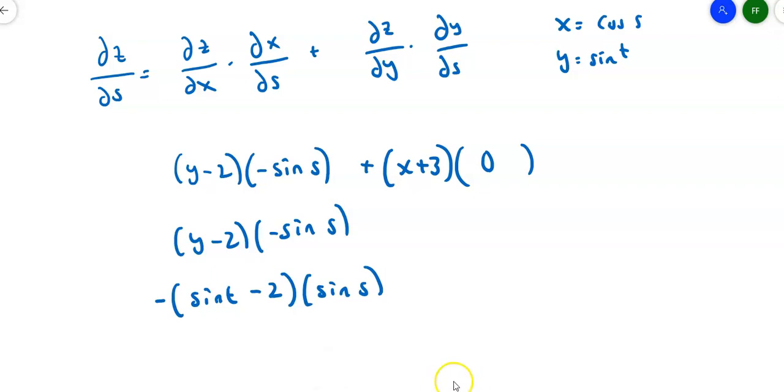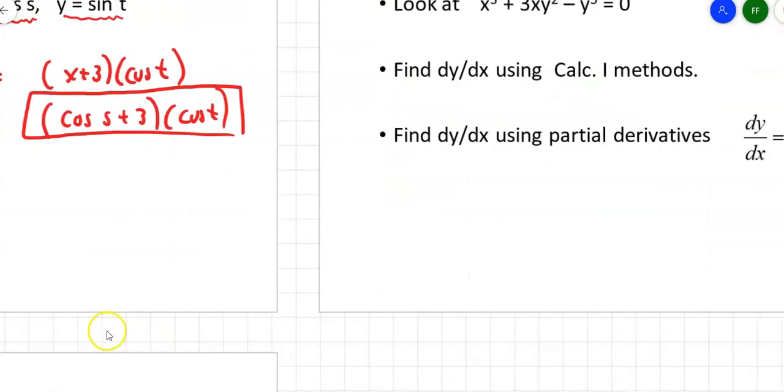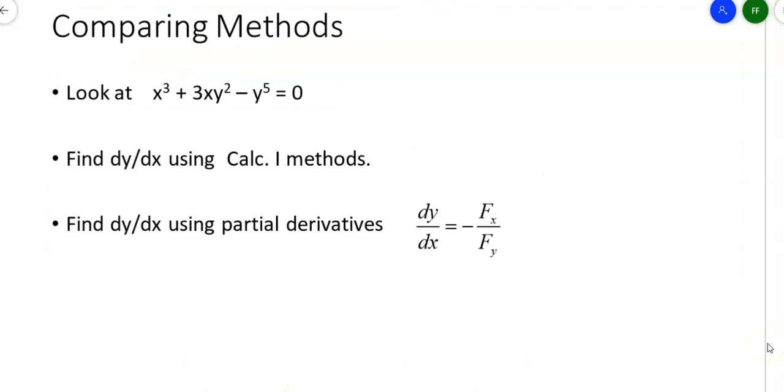I think the last big thing I have in this section is implicit differentiation, which you may remember as a topic from Calc 1, which is good. You should. It was done in Calc 1. Implicit differentiation is used when you have more than one variable in the problem. So look at that line that I put on the top. X to the third plus 3xy squared minus y to the fifth equals 0.